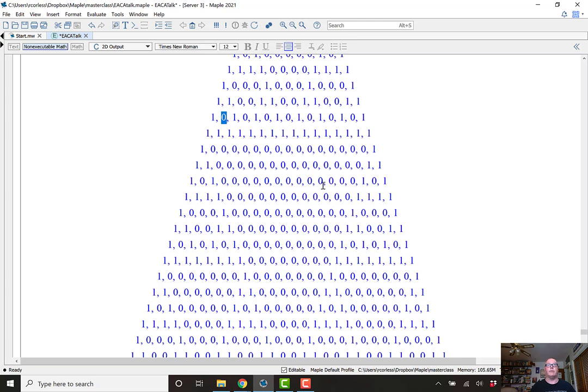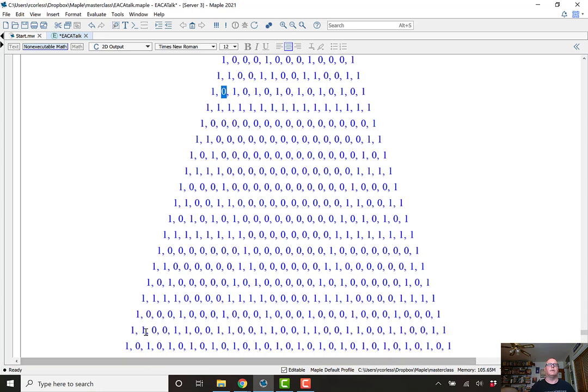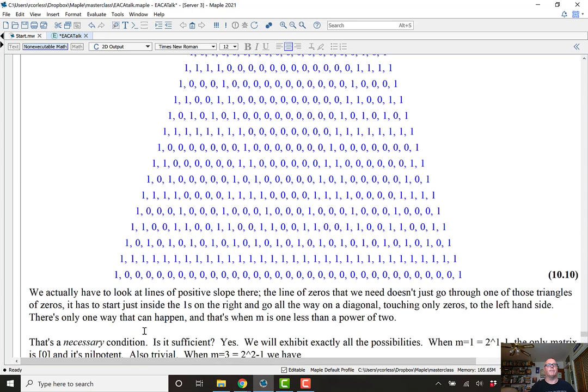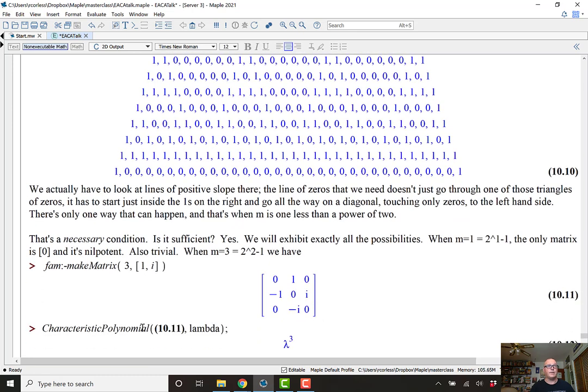But we do have to not just have one triangle, we have to actually go right through a sequence of triangles. So, all right, that's good enough. We can do that. That's a necessary condition. Only those powers can have all zeros. The question is, is it sufficient? And the answer is yes, it is. And we can exhibit all of the possibilities.